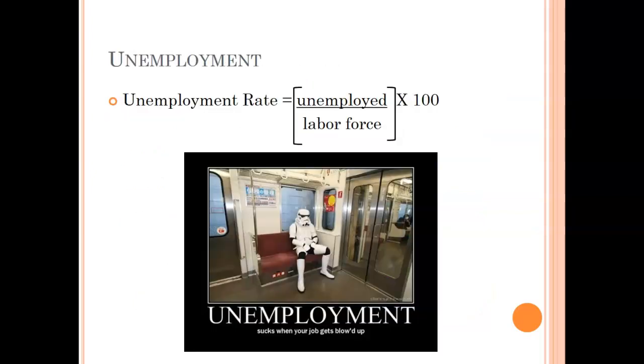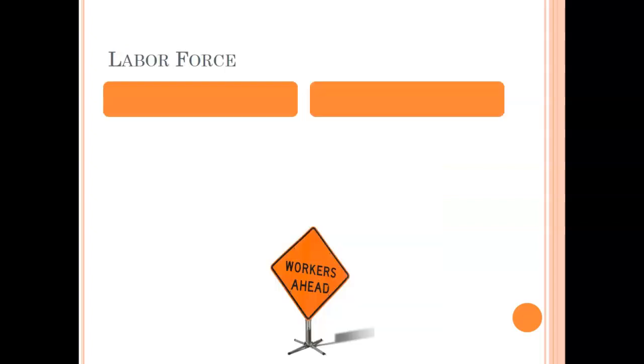So unemployment. The unemployment rate is the number of people unemployed divided by the labor force, times 100. So that's the equation. That is what we'll be using. That's a pretty standard one.